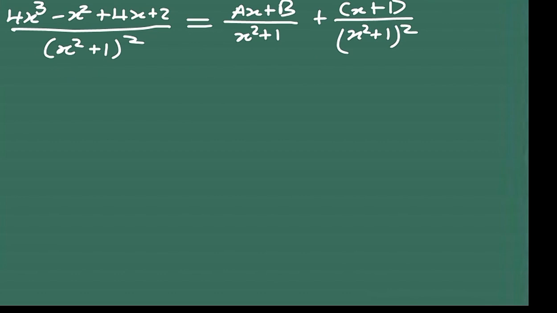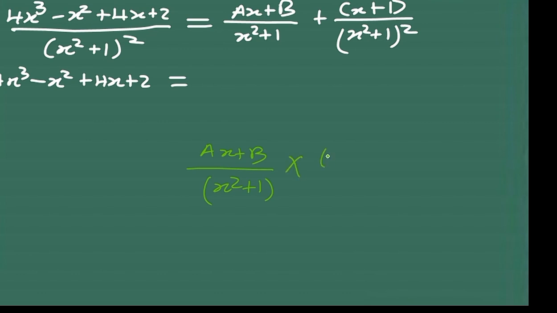So when we take this expression here and multiply the left hand side by the lowest common denominator, we are going to have 4x cubed minus x squared plus 4x plus 2 at the left hand side. Now let's see what we are going to have at the right hand side. So ax plus b all divided by x squared plus 1, times x squared plus 1 all squared. So one of this is gone. We are left with 1.